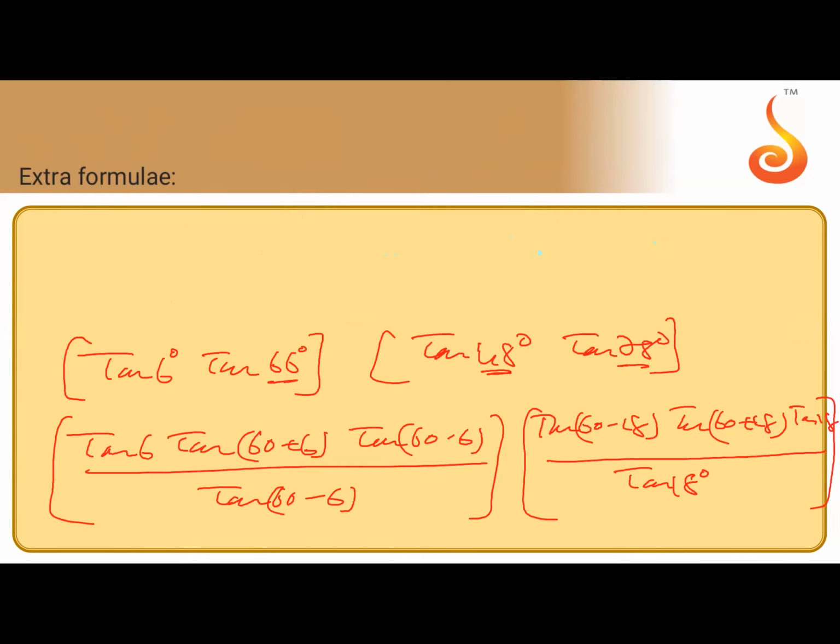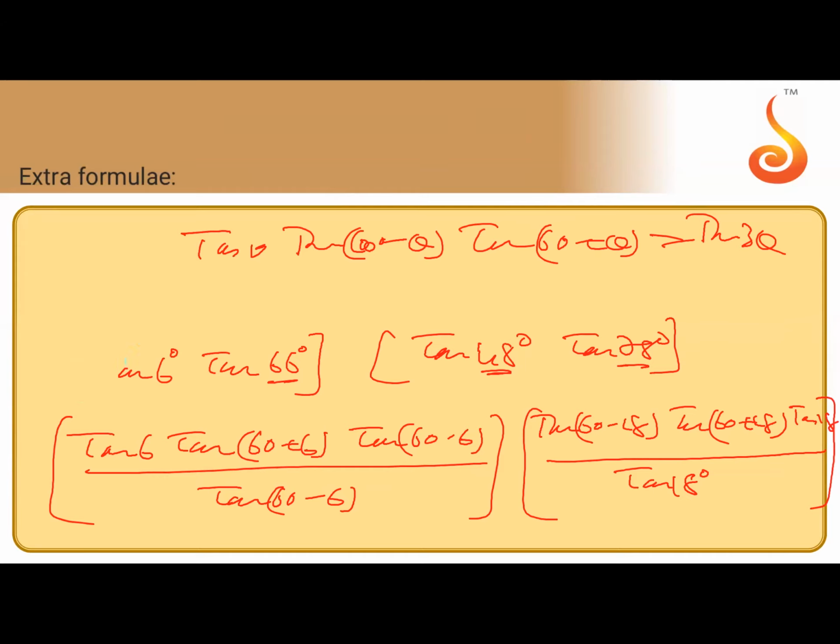We have a formula. For tan, we won't get 1 by 4. That means the formula is tan theta, tan 60 minus theta, tan 60 plus theta is only tan 3 theta. This is the formula. So apply the formula and tell the answer. Who will tell the answer? Yes, what is the numerator first term? Tan 3 into 6, tan 18. Yes, very good.